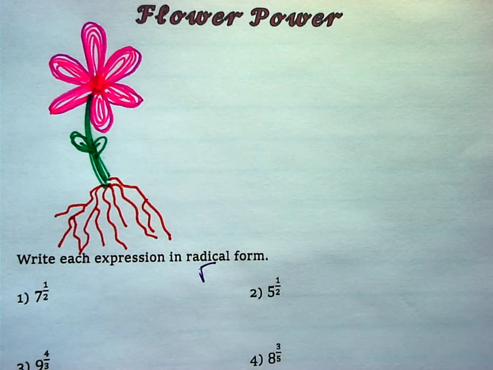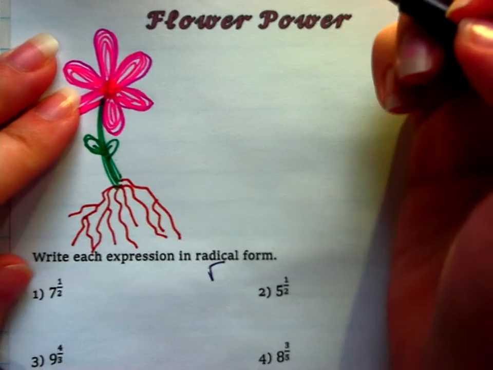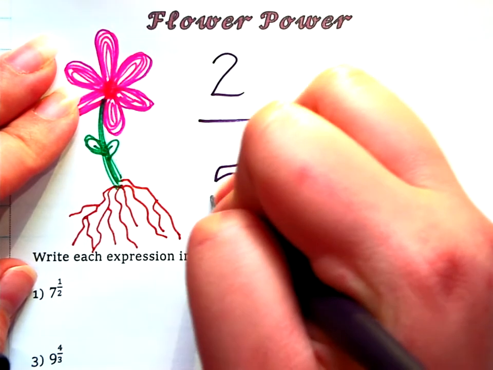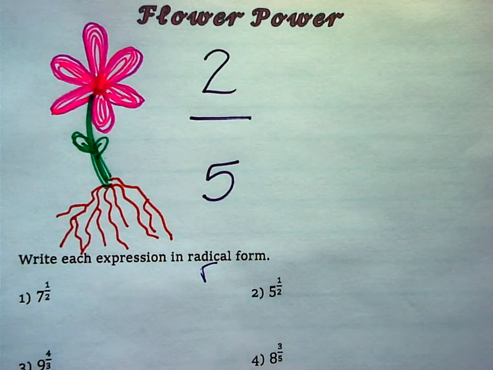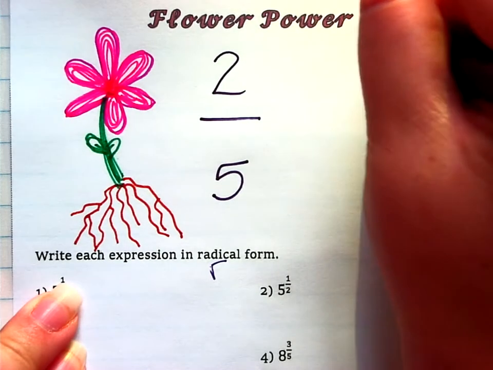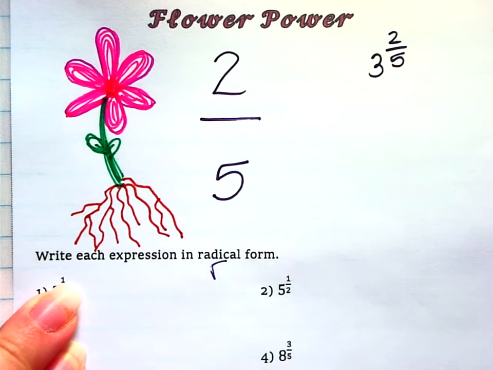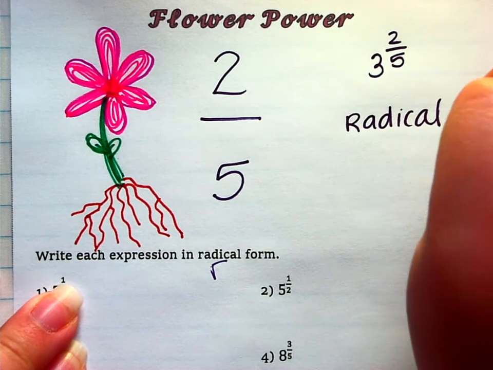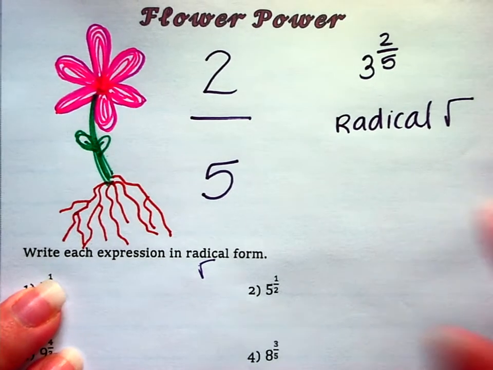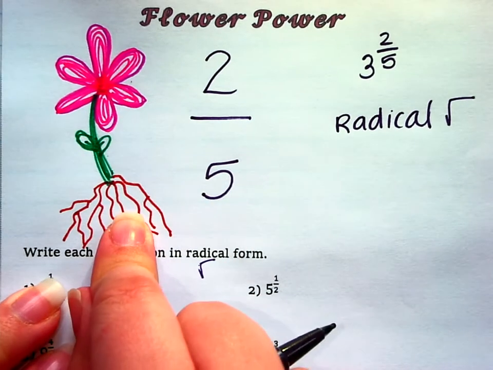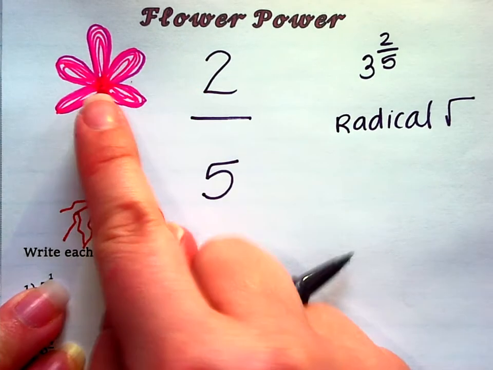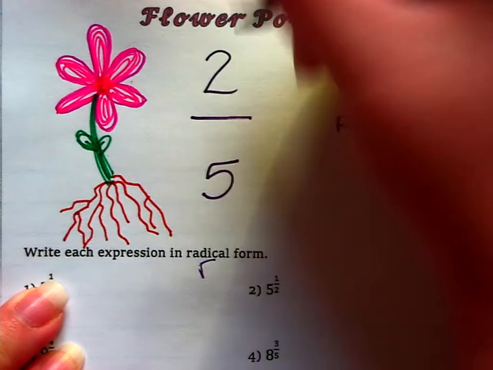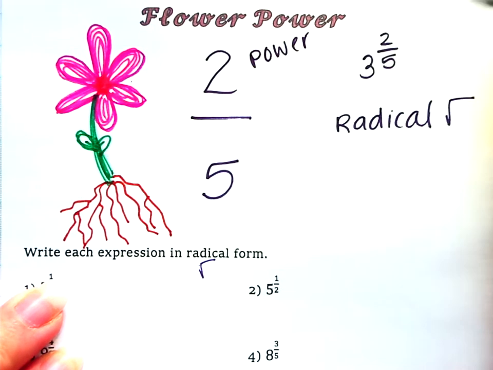Next to our flower, let's write any random fraction. Let's do 2 over 5. So for our example, let's say we have 3 to the 2 over 5, and we want to convert it to radical form. Radical is when we have that symbol. So we're going to think about the flower power. The power is up here with the flower. Are you following? A power is up top with the flower.